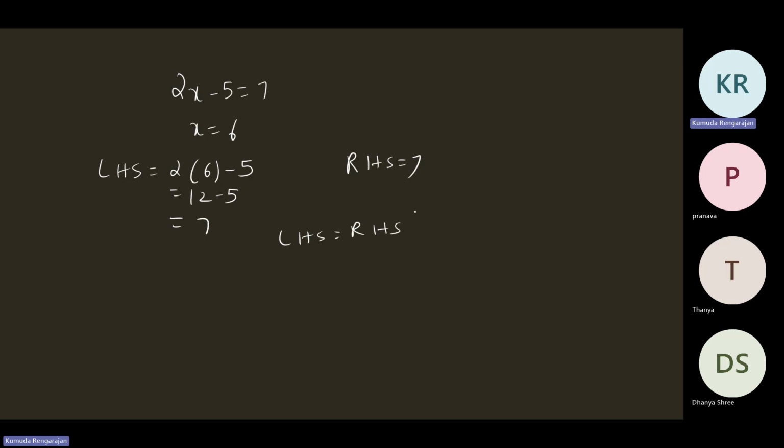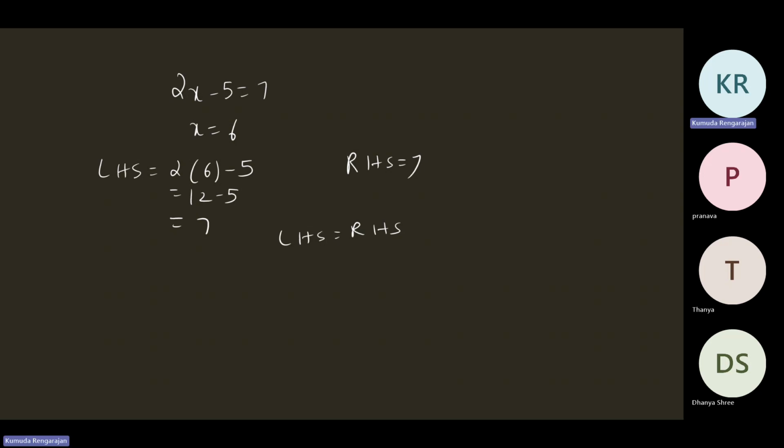That means the equation is satisfied when x is equal to 6. That is why we say 6 is a solution to the equation. When LHS is equal to RHS, the equation is satisfied for that value of x. So that value is called the solution. Okay, that's the assertion. So assertion is true.